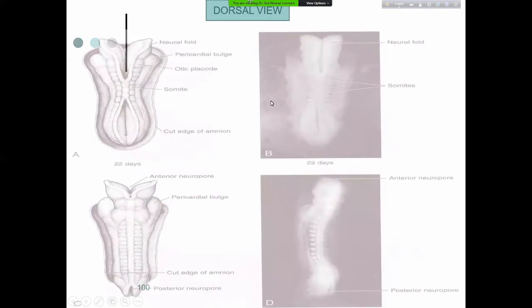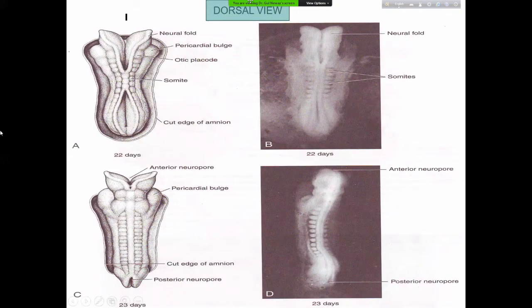And here is the human embryo. Here we see 22 days. These are the somites. The neural tube is closing here. This is the brain region. Neural folds are enlarged here. Here it will close. This is the lateral view. Look at the somite here. Block of paraxial mesoderm.